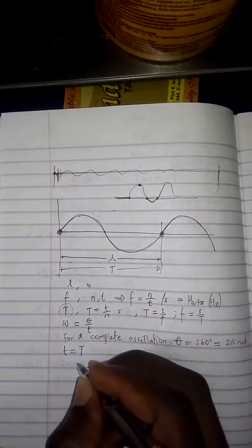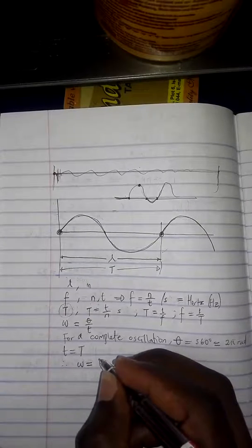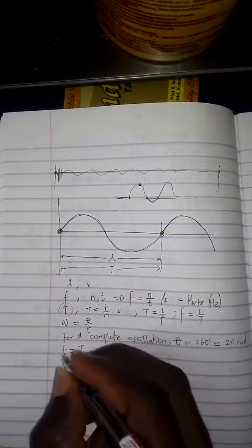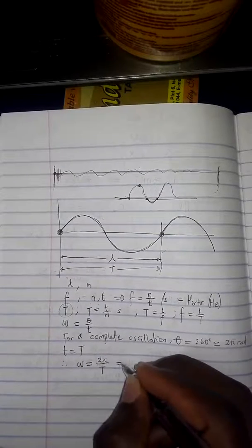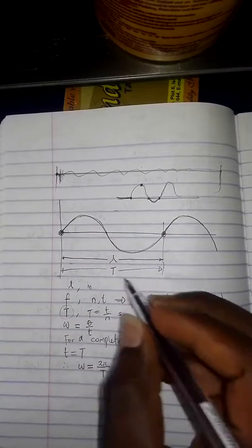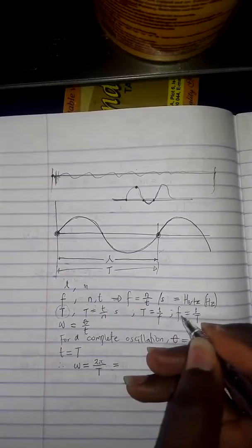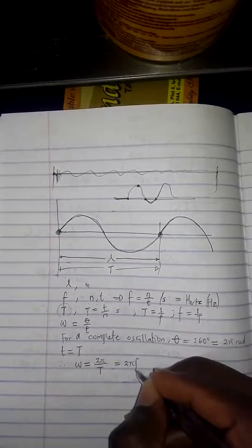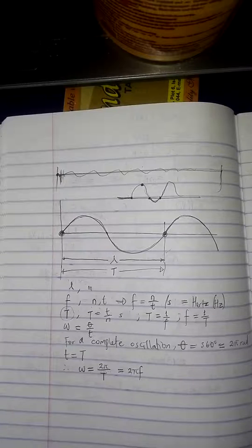So for a complete oscillation, we are going to get our omega. Omega is equal to theta, which is 2 pi, all over time, which is t. So we have 2 pi over t. This 1 over t is the same thing as f. f is equal to 1 over t. So from here, omega is equal to 2 pi f. And that will be the angular frequency.